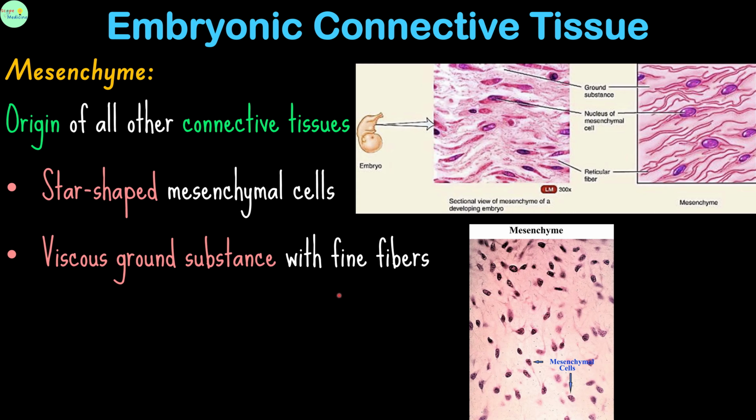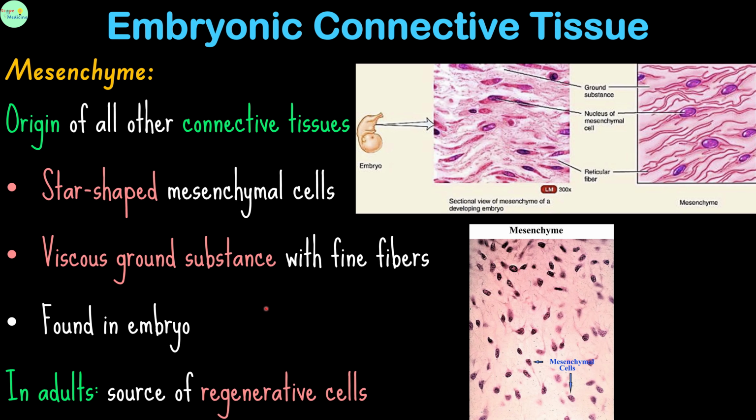However, small populations of mesenchymal-like cells persist in adults, particularly in association with blood vessels as pericytes, and in various tissues as resident progenitor cells, where they serve as a source of regenerative cells that can proliferate, migrate to sites of injury, and differentiate when needed for tissue repair and wound healing following damage.